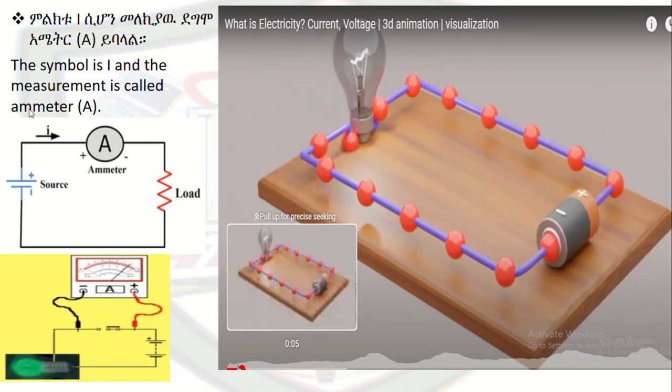For current, the symbol is I and the measuring instrument is called an ammeter. The SI unit of current is A. We can measure current by inserting the meter in the circuit, so we measure the current through the circuit, as you can see over here.